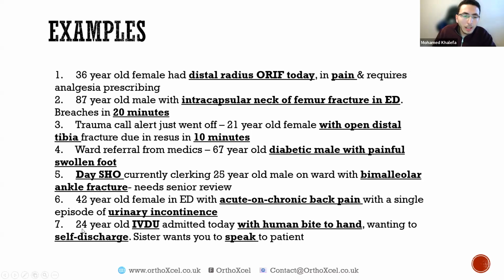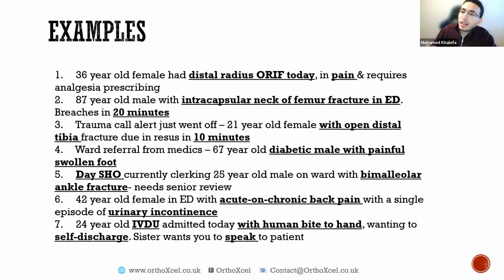Okay. At 24 years old, IVDU. Again, you can ask this question about how is the incontinence? When did it happen? Is it within minutes, or is it like one episode of incontinence a week ago? So that's different. If it's an episode of incontinence a week ago, probably irrelevant, or probably may not be as pressing as you think, but it has to be seen.